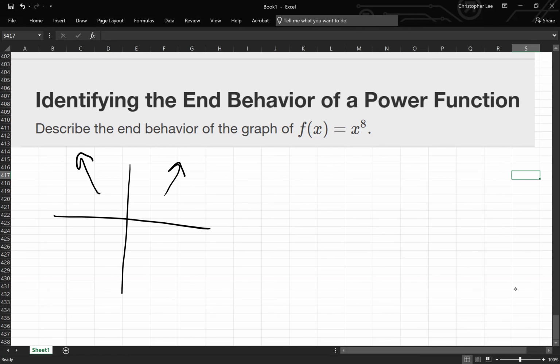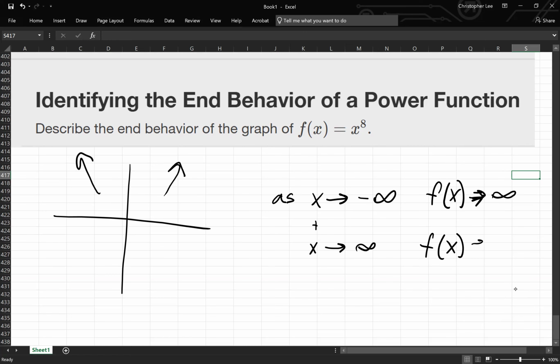Or you could say as x approaches negative infinity, f of x is going to infinity, and as x approaches positive infinity, f of x approaches infinity. However you want to give it to me, I'll take either one. If you're not sure what to do, write it in words. Just tell me that. I'll accept that.